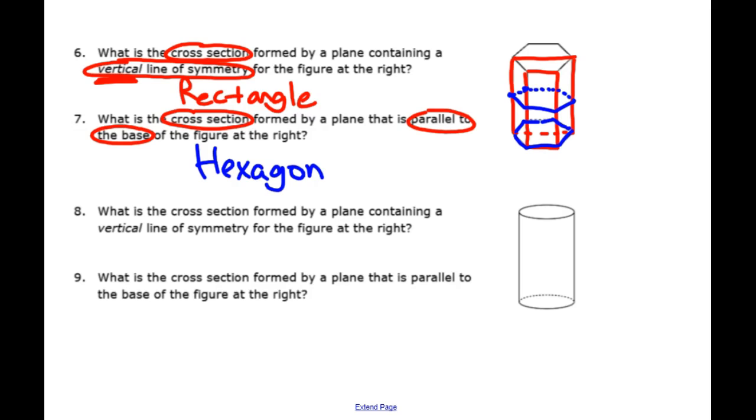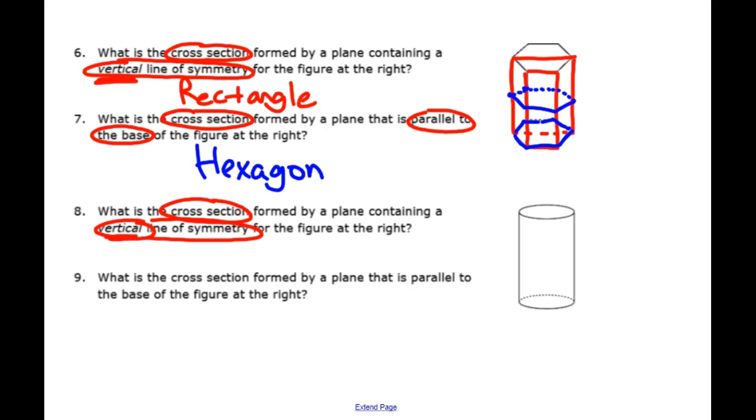So, what about a cylinder, okay? Let's try that on number 8. Number 8 says, what is the cross section, let's circle that, formed by a plane containing a vertical line of symmetry, okay? That's my key word, vertical line of symmetry. So that means I'm going to cut it vertically.